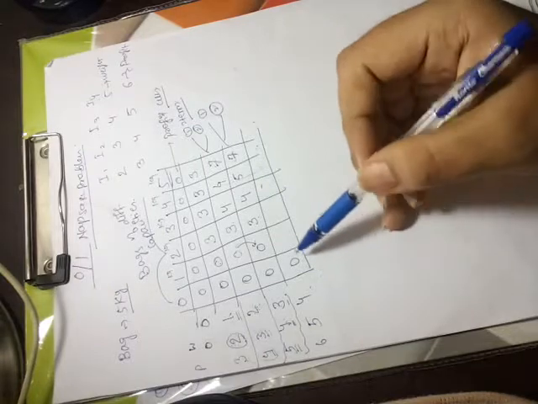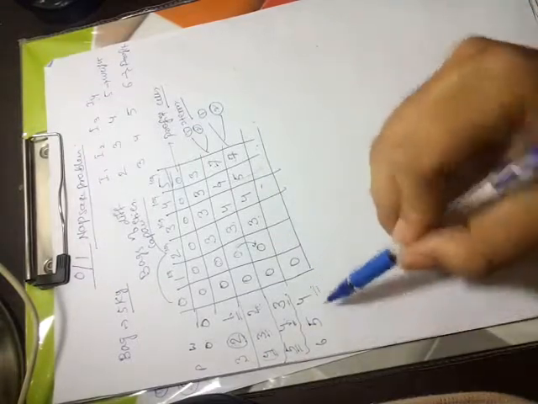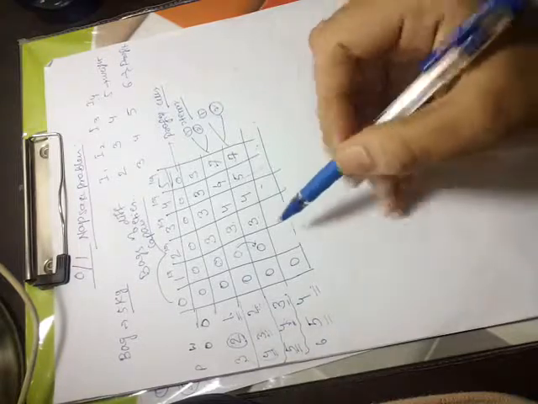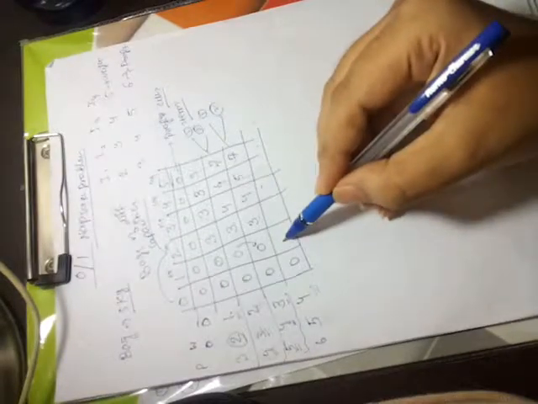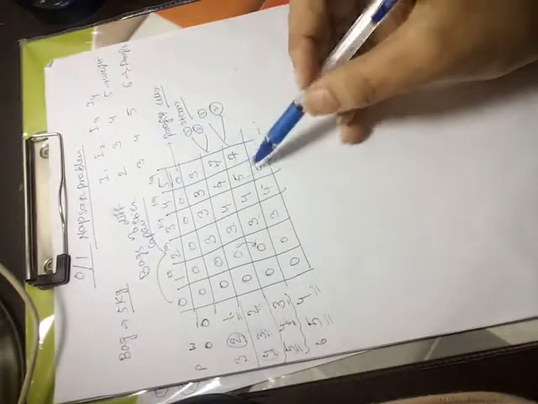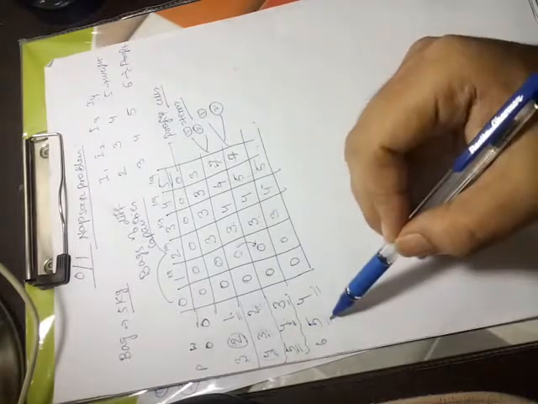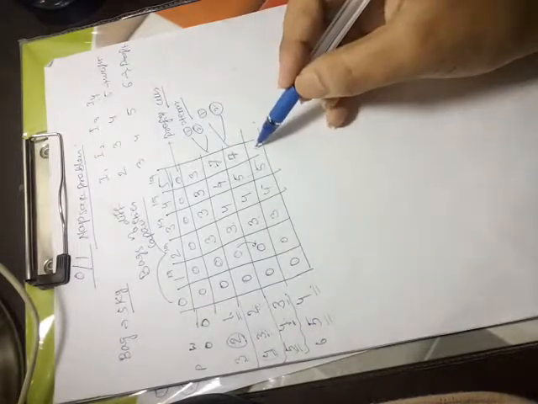Okay, come to item number 4, whose weight is 5. So can I put 5 kg here? No, just copy. Because I cannot put 5 kg in a bag of 4 kg. Okay, I can easily put 5 kg in a bag of capacity 5.